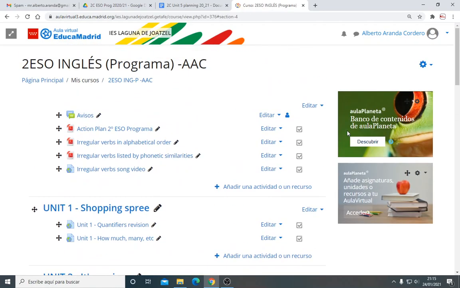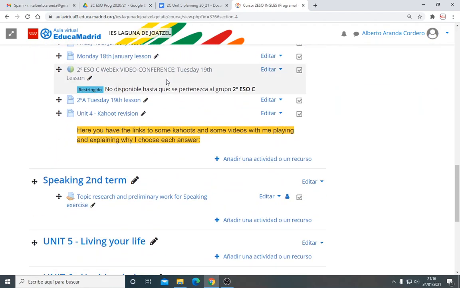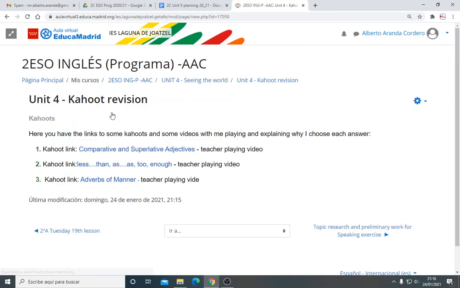Okay, so I'm on the virtual room, segundo de inglés programa, and it's the last activity on Unit 4, Kahoot revision. You click here, and then here we have the links to the 3 Kahoots, so you can do them before you watch the video or at the same time. And where it says teach and play in video, there are no links yet because I'm recording the video right now, but we are going to have them there later. So let's start playing this one.